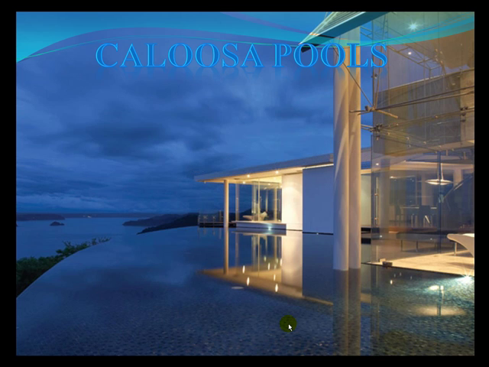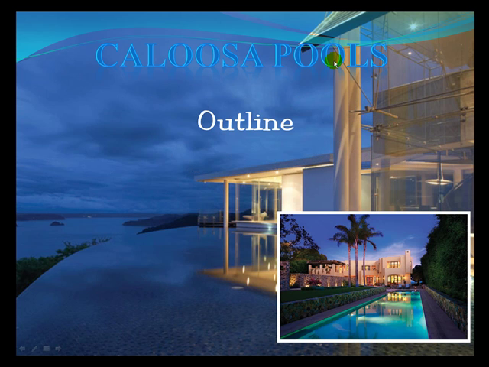Now click to go to slide 2. Notice Caloosa Pools, the animation's turned off. It does not move. Outline should animate. It's new. And outline should be set to after previous for its start. The image should come up after previous.